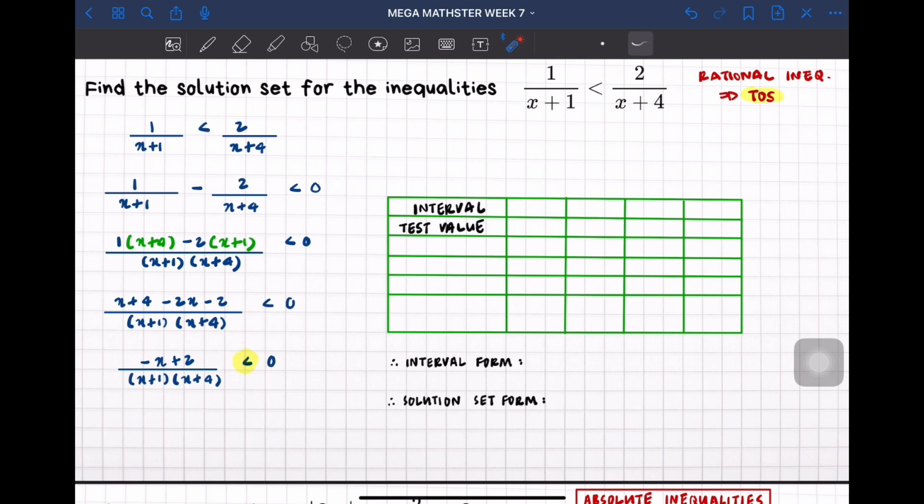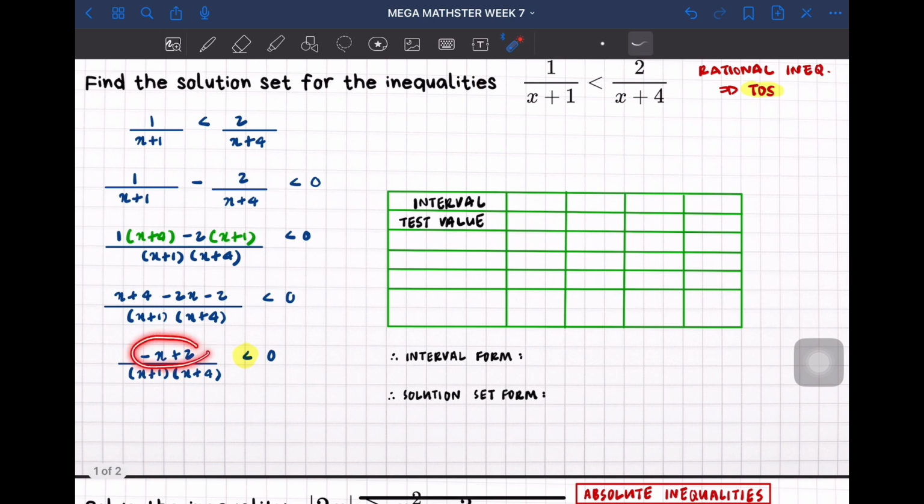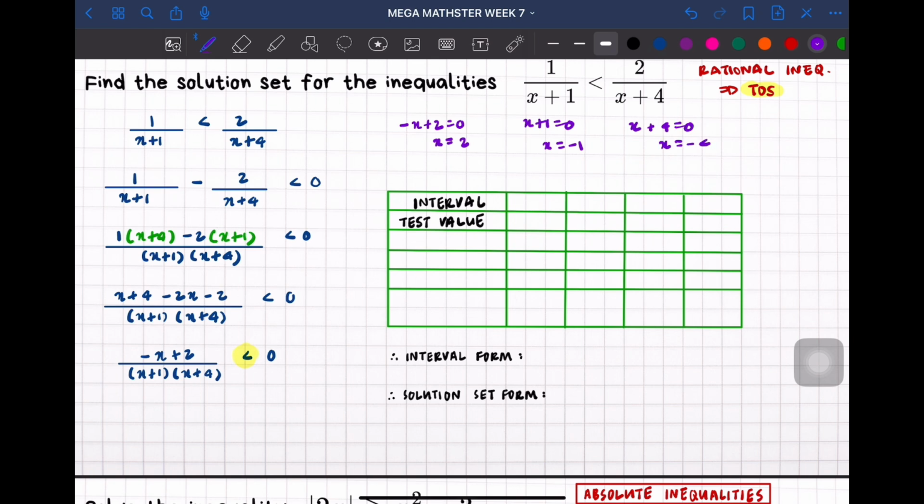Now we're going to have three values of x: the first one is from the numerator and the other two are from the denominator. So we have negative x plus 2 equal to 0, so x equals positive 2. Then x plus 1 equal to 0, x equals negative 1, and the last one x plus 4 equal to 0, x equals negative 4. So we have three values of x. Now we're going to use the table of sign.